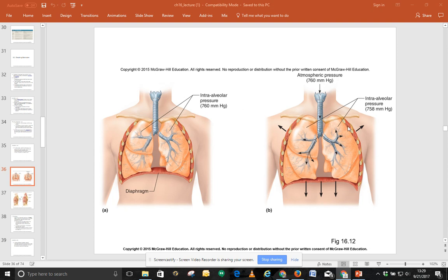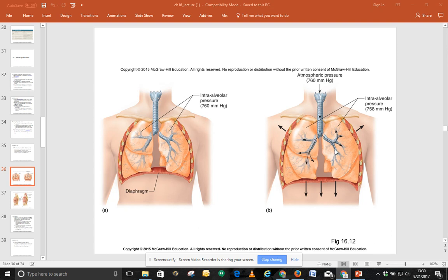As you can see over here, I said that when the muscles contract and pull the chest open, you have to drop pressure in here in order for the air to rush in. And as I said in the previous slide, you have to drop it by at least 2 millimeters. You see here we dropped it to 758, which allows the air to rush in because now the pressure is lower here.